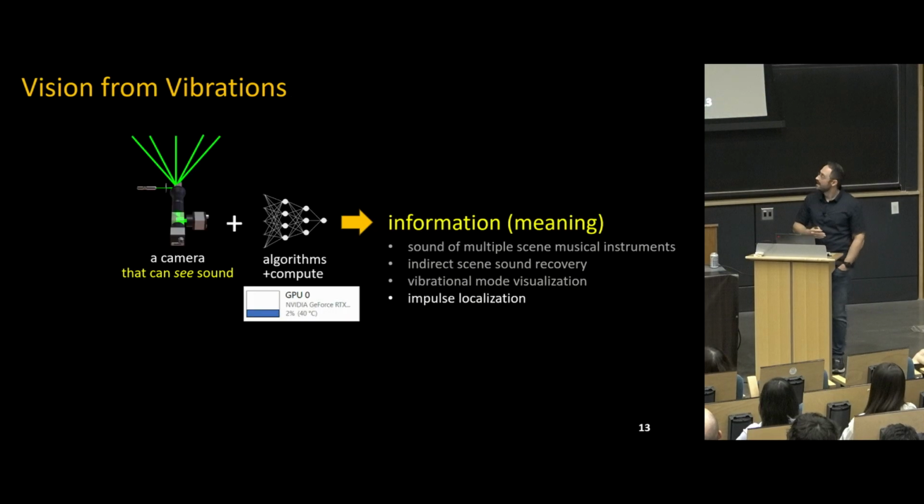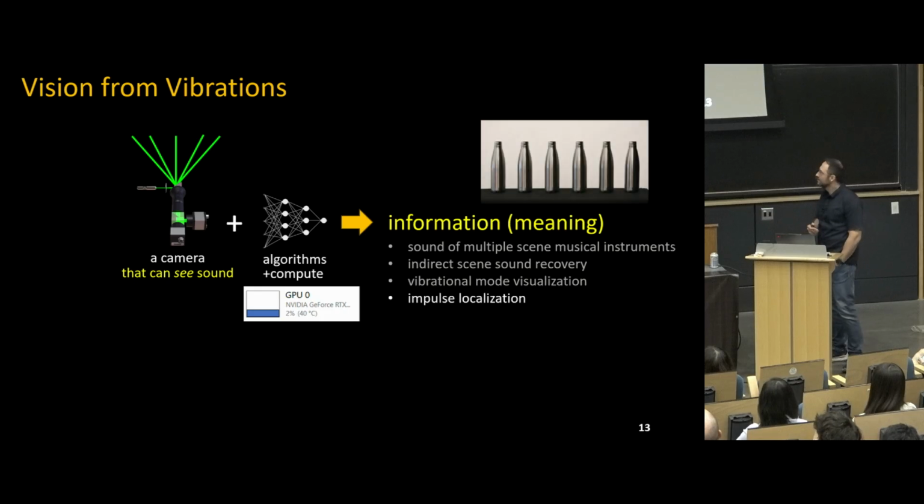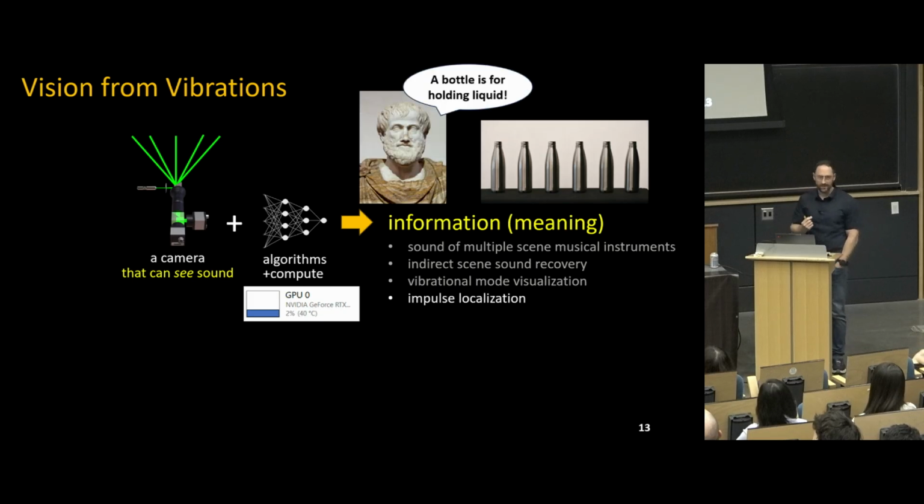Okay, so far, vibrations gave us sound and spatial localization. But can they give us something even more semantic? Okay? Like the hidden property of an object. So take a look at this scene. It has a bunch of containers. Now, from a functional perspective, right, the defining property of these containers is not their color. It's not their shape. It is how much liquid they contain. That's what they're for.